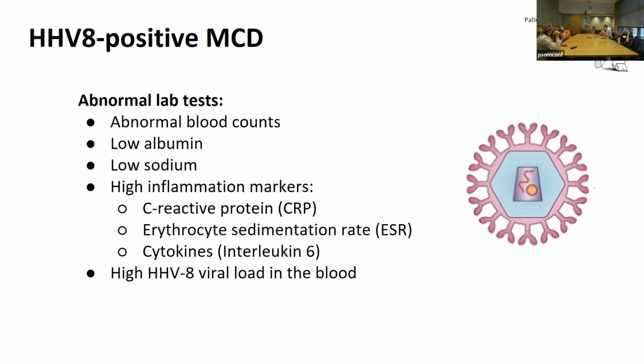Sometimes when you have the lymphomas associated with HHV, they don't always all have it in the blood either. But if you have active flaring HHV Castleman disease, you should see it in the blood. And if you don't, it's not what it is.